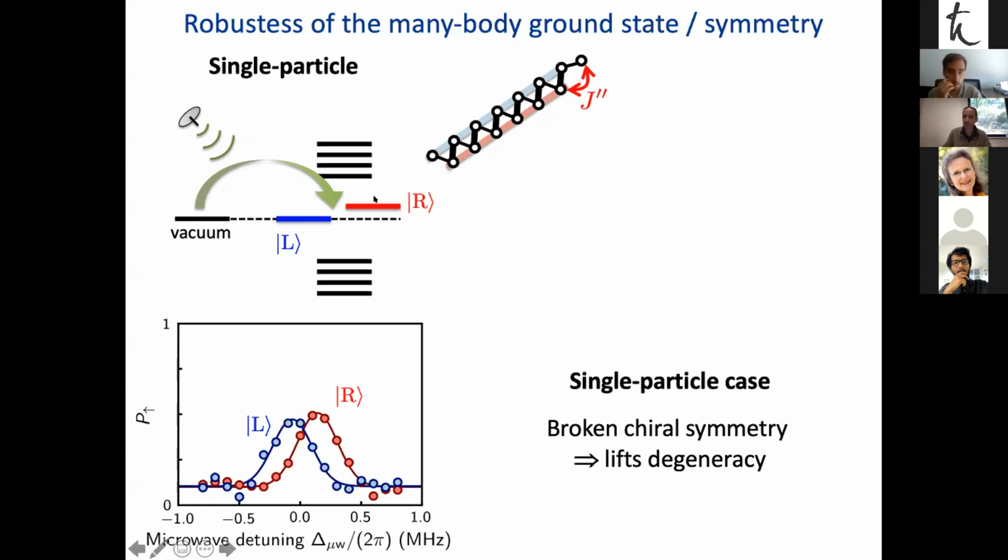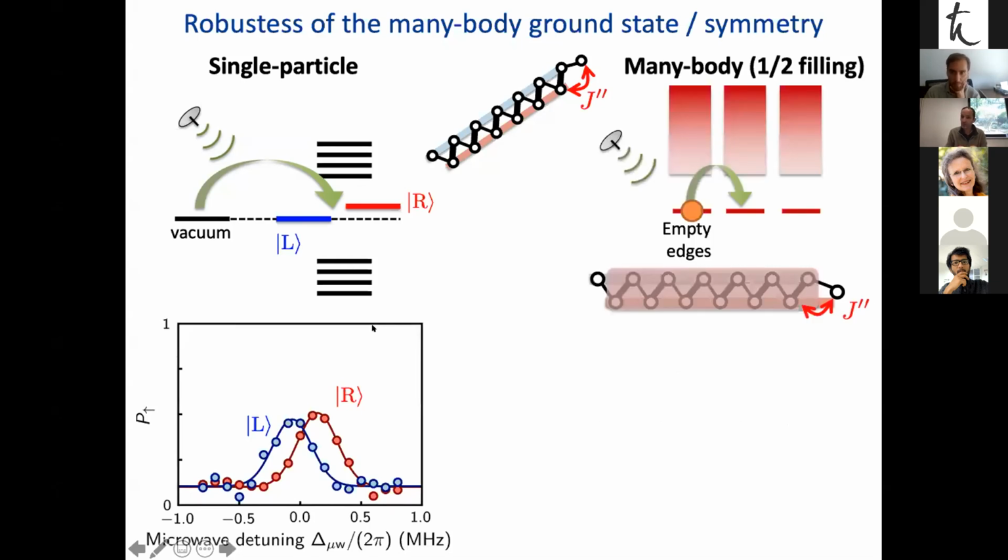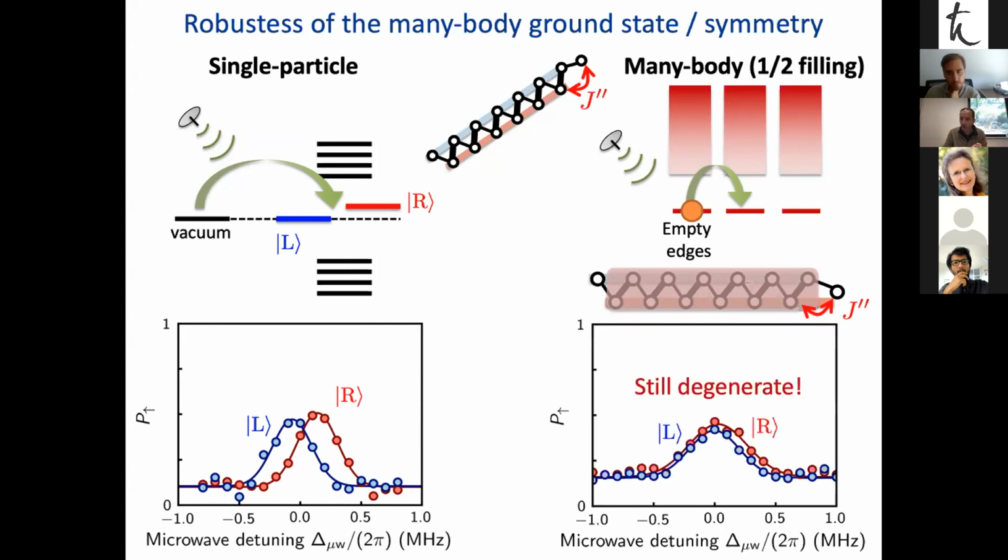So I remind you what we've seen before. The way to break the chiral symmetry, or the sublattice symmetry, is just to place one atom away from the magic angle. So this is what we've done here, in the single-particle regime. That's what I've already shown you. And now we do the very same thing, but the bulk is already half filled. You apply the microwave and you try to see at which frequency you excite the edges. And when you do that, although you have broken the chiral symmetry, or the sublattice symmetry, by having moved the edge atoms away from the edge state, you do find that the degeneracy is preserved.